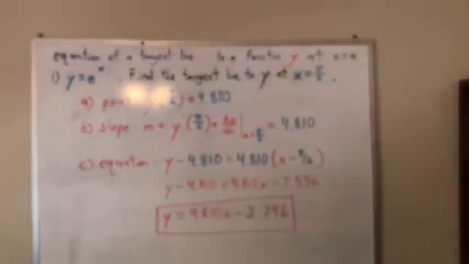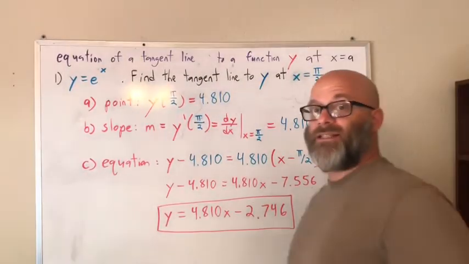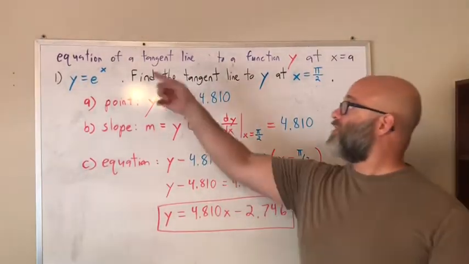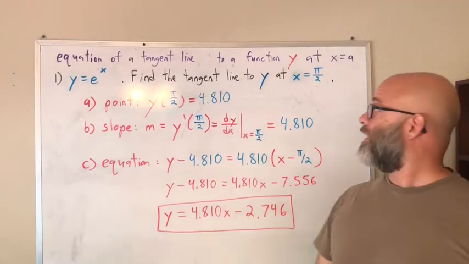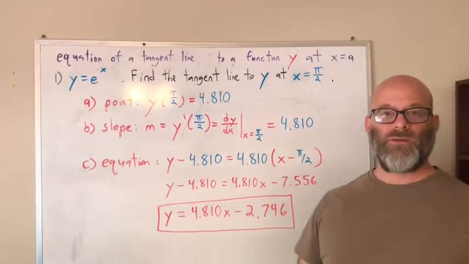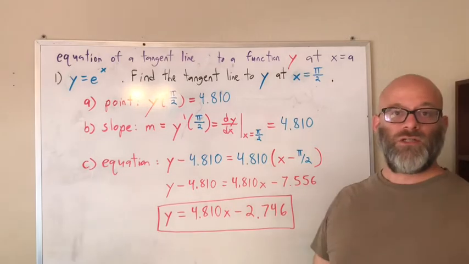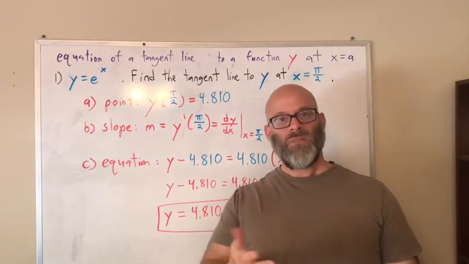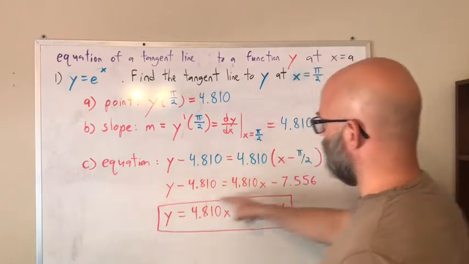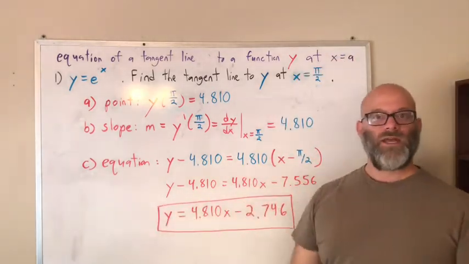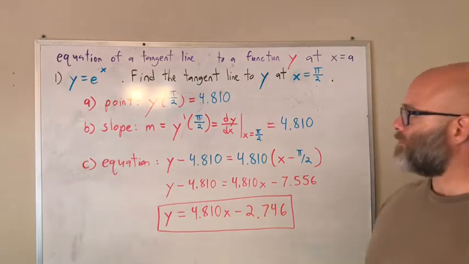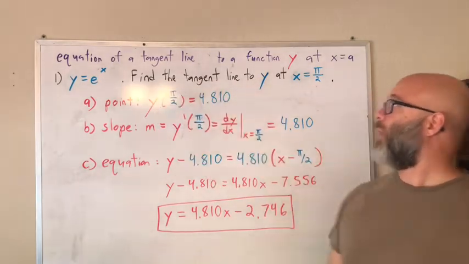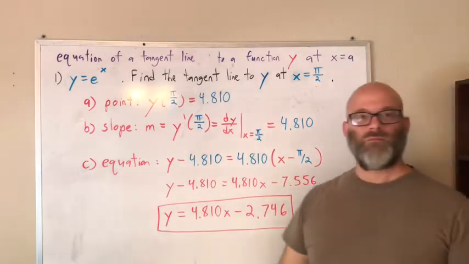Last example. All right, folks, last example here. The equation of a tangent line to a function y at x equals a. So instead of calling it the function f, I'm calling it the function y. Okay? So y equals e to the x. What type of function? Exponential growth. You know what it looks like. It looks like this with a horizontal asymptote at y equals 0, right? Find the tangent line to the function y at x equals pi over 2.